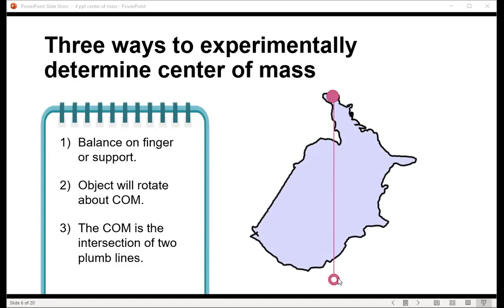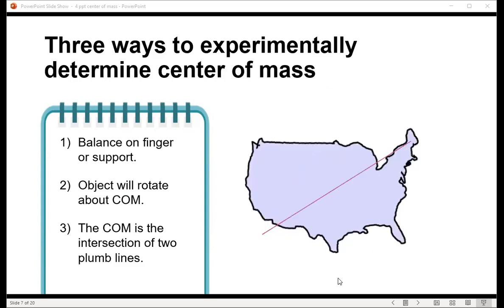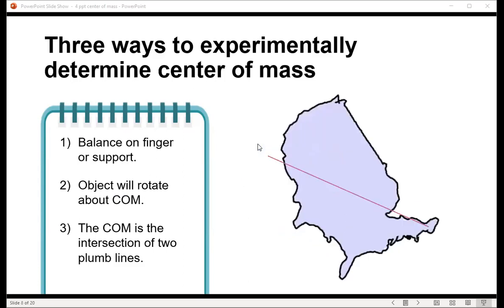Now I just have to repeat it with a different spot. So I have that drawn on there, and now I'm going to take the map and put a thumbtack into someplace in the state of Washington. So up here, I put my thumbtack in, I hang my string, I put the washer on, and I'm going to sketch this line with my pencil. And where these two lines intersect, that is the center of mass.